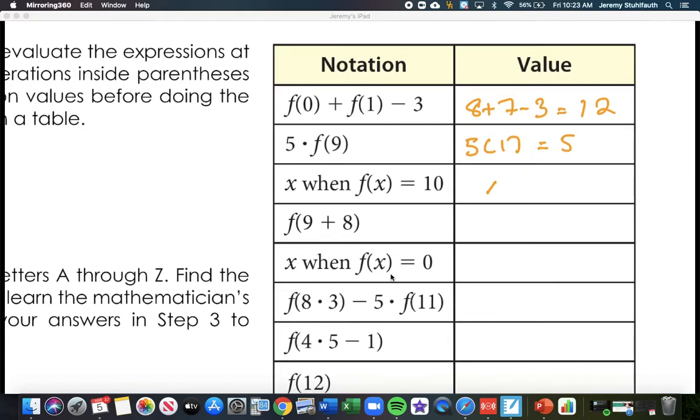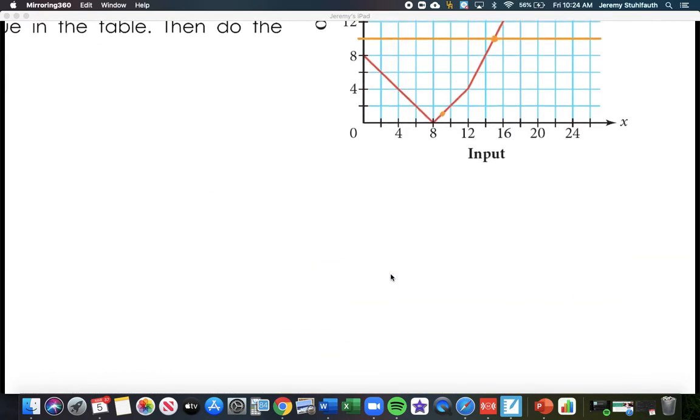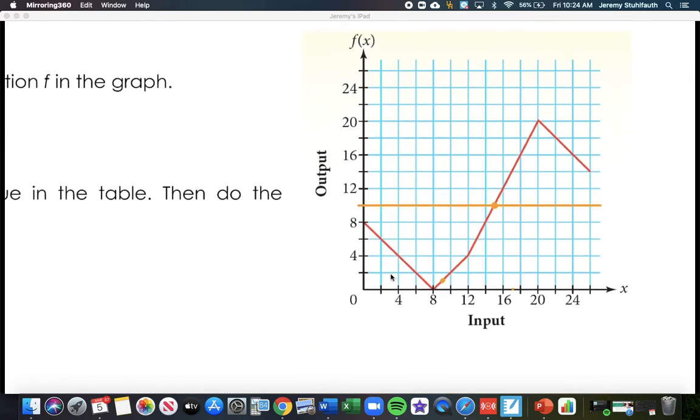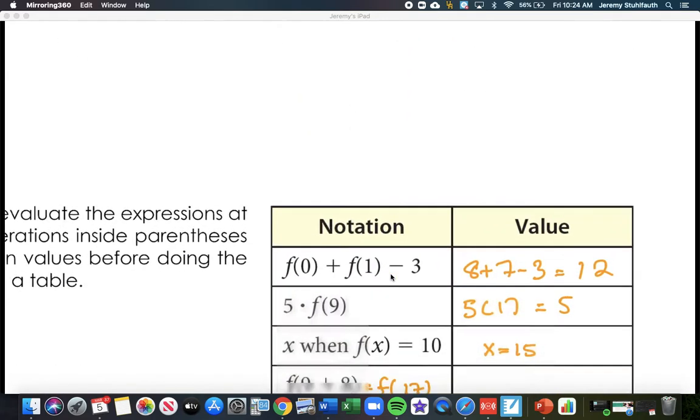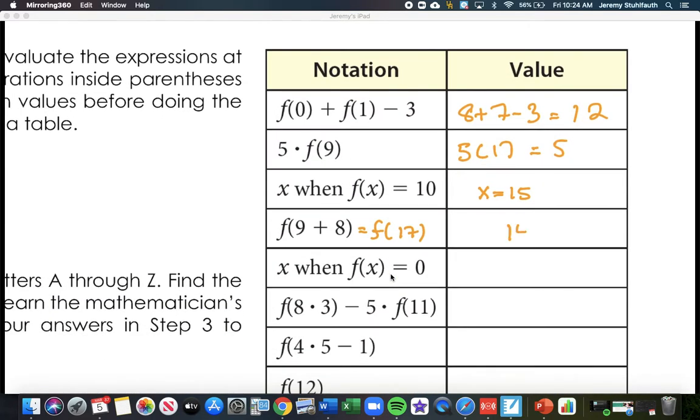So we'd say x equals 15. The next expression is f of 9 plus 8, so that would be f of, again, you do your operations in parentheses first, so 9 plus 8 is going to be 17, so we're finding f of 17. F of 17, you go up to your graph, and 17 occurs right here. You see that f of 17 is equal to 14. So we come back down here, we get 14.